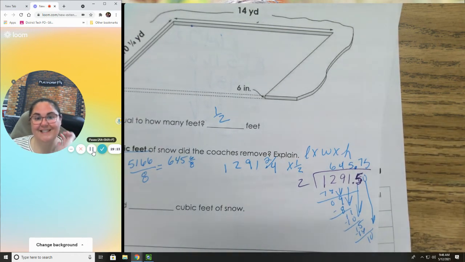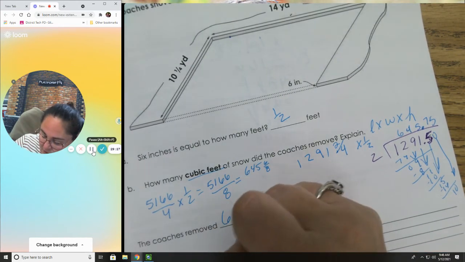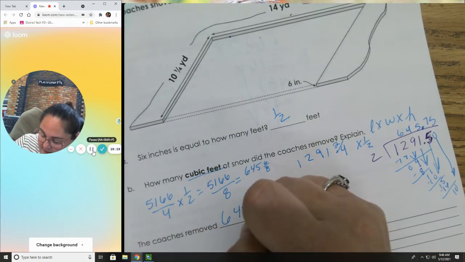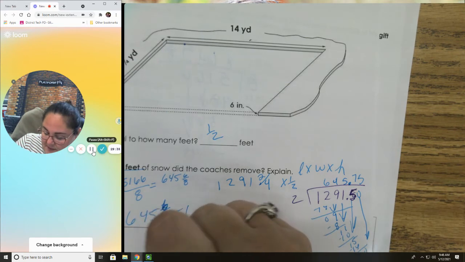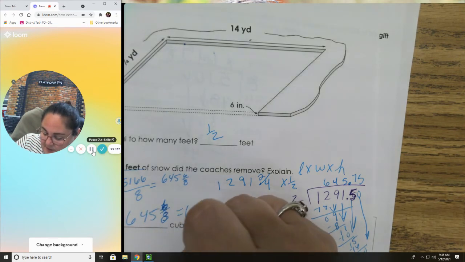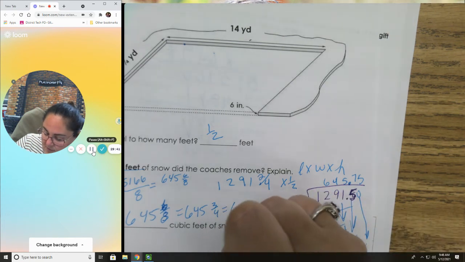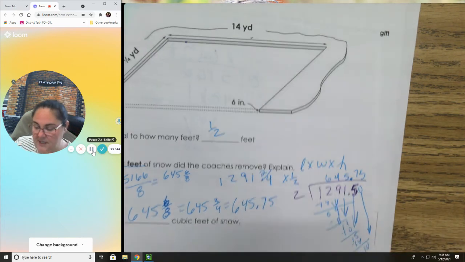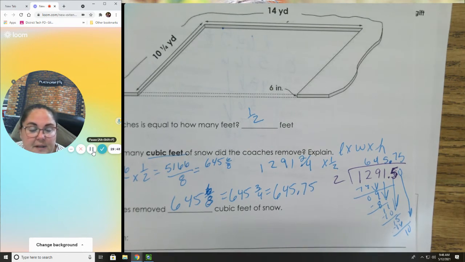645.75, which is the same as 645 and 6/8, and 645 and 3/4. 645.75. I would take any of those three answers.